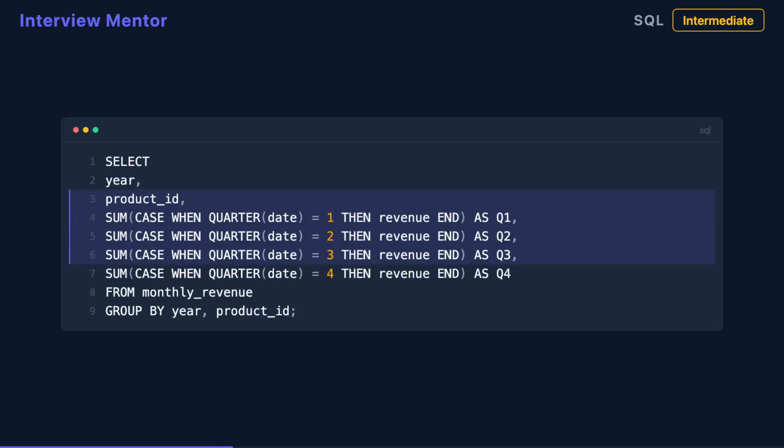The case expression approach uses conditional logic to create separate columns. For each quarter, you write a case when statement that checks if the quarter equals the target value, then returns the revenue, otherwise null. Wrap each case expression in a sum aggregate to collapse multiple rows into one value. This method works across all SQL databases and gives you complete control over the output structure.